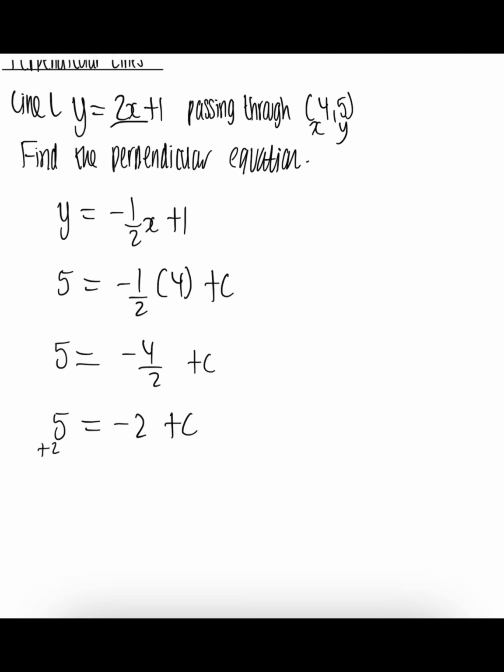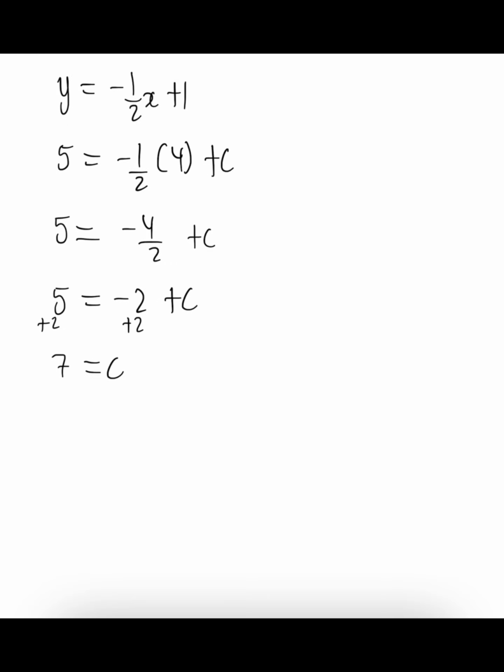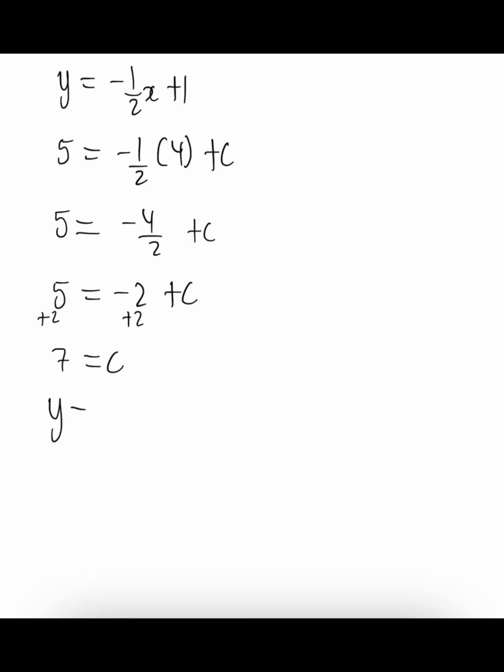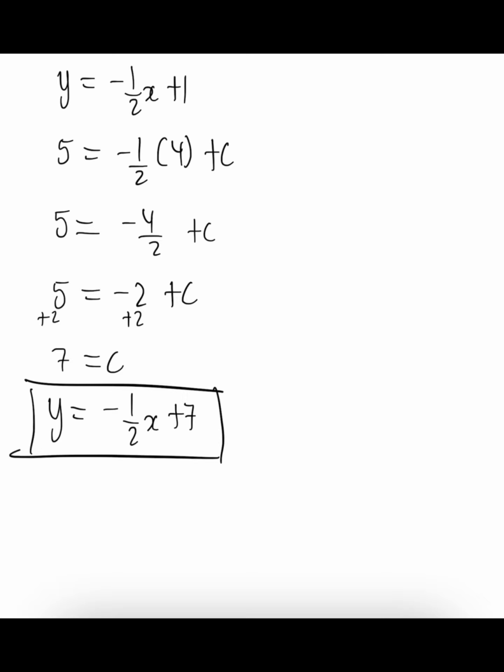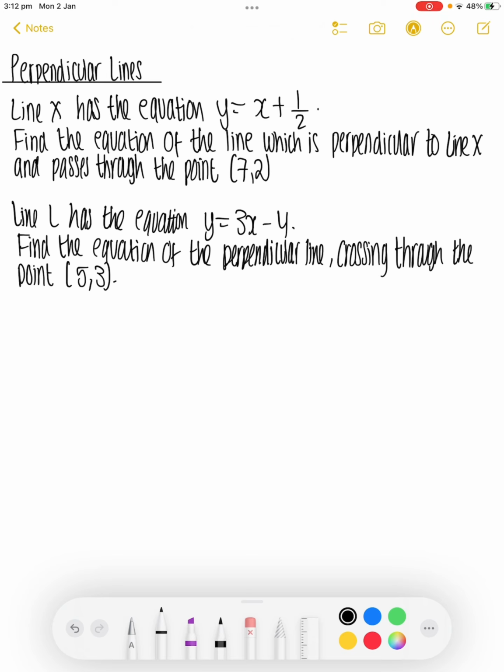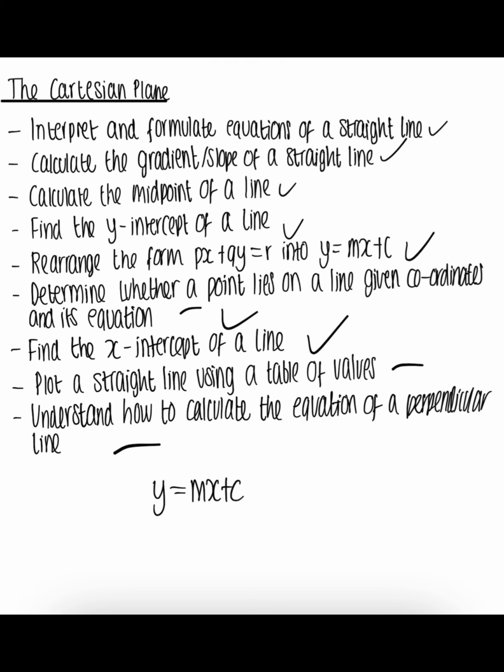We're going to add a 2 to isolate the c. We've got 7 is equal to c. And then we should just have this: y equals negative half of x plus 7 as the perpendicular equation of the line that we were looking for. Now, here are some questions for you to go through. Let's give you a chance to go through these. Unfortunately, I won't be giving you the answers this time. I'd like you to just trust your instinct, and let's have you try these out now.